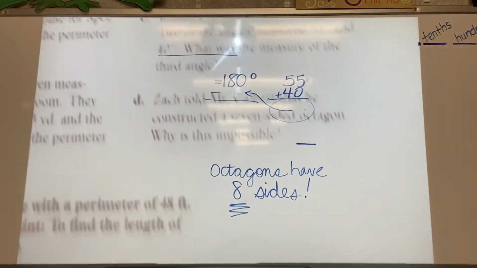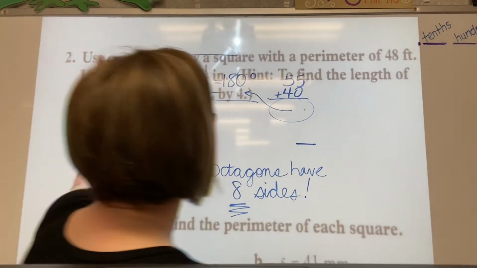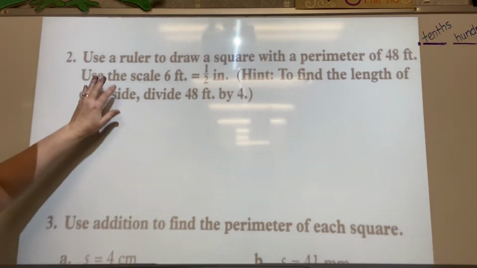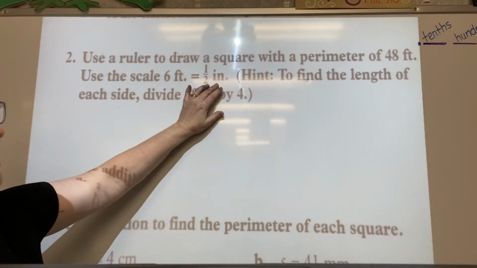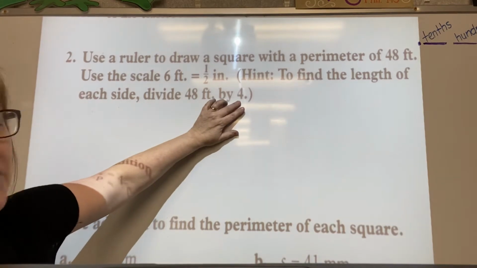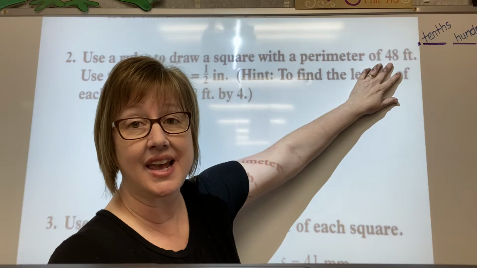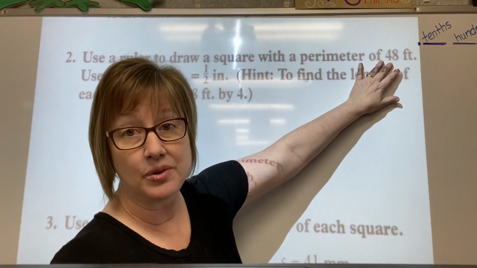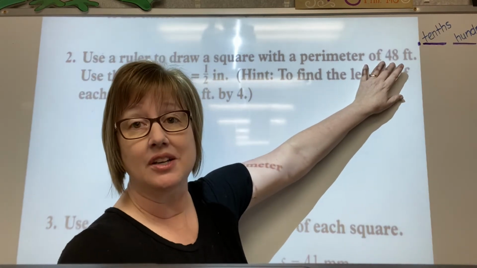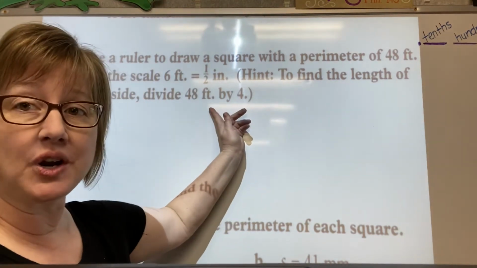Okay, so I helped you with story problems there. Now down here, it says use a ruler to draw a square with a perimeter of 48 feet. Use the scale of 6 feet equals a half an inch. And it says to find the length of each side, divide 48 by 4, because if you add all four sides together, it equals 48. They're doing this backwards. The perimeter we know already. We don't know what the side equals. So 48 is the total, and it gives you a hint here. Divide it by 4 to figure out what the side is.